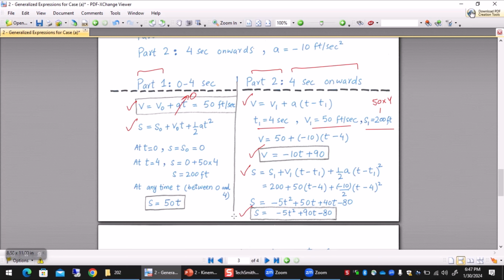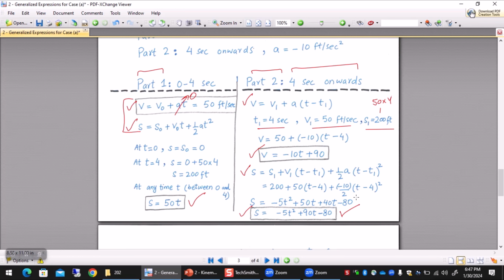If someone is interested in directly applying the expressions for the constant acceleration case, then you have two different sets, right? You cannot simply use these two equations everywhere or in all scenarios. So for example, for 0 to 4 seconds, I have a different S. For 4 seconds onwards, I have a different S.